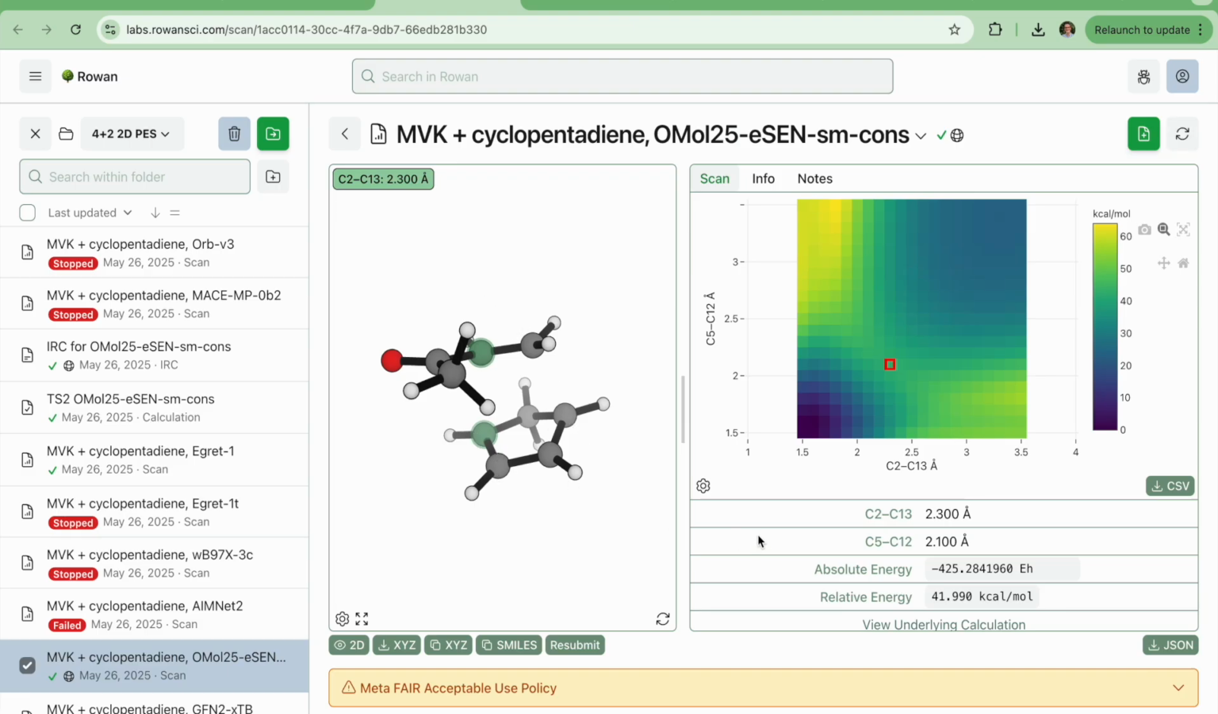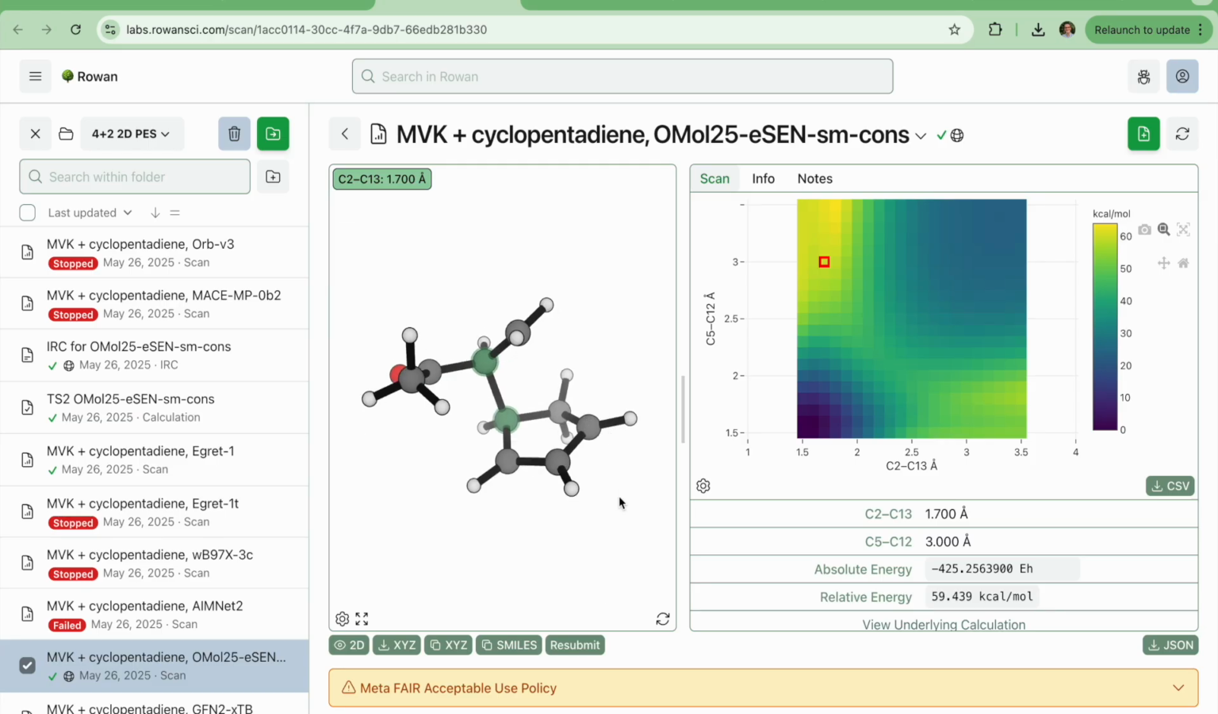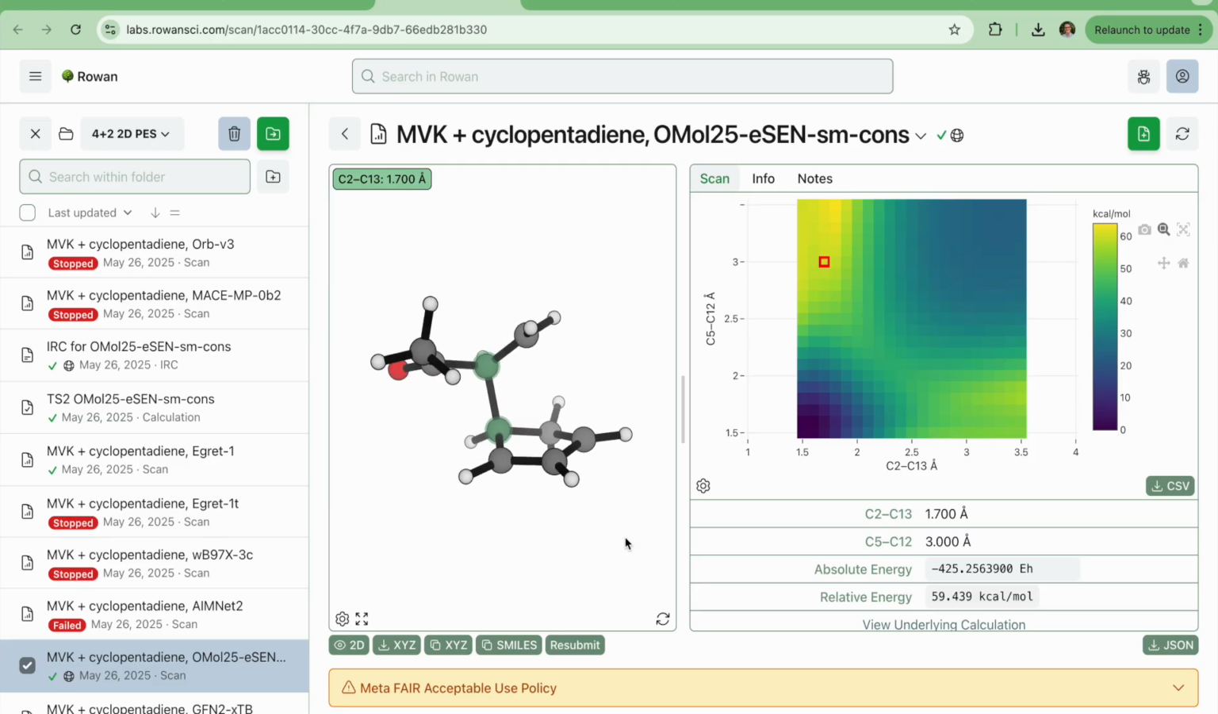Now, if we look in the other corners, the high energy corners, we can see that very asynchronous structures, where one bond forms all the way and the other bond hasn't formed at all, are very high in energy. And we can imagine that this is either going to be a diradical structure or a zwitterionic structure where you have, most likely, a negative charge up here and a positive allylic cation down here. This is a lot of charge separation. This is going to be very unhappy.